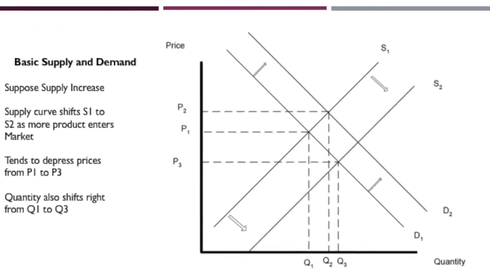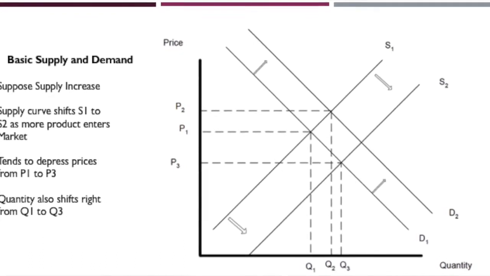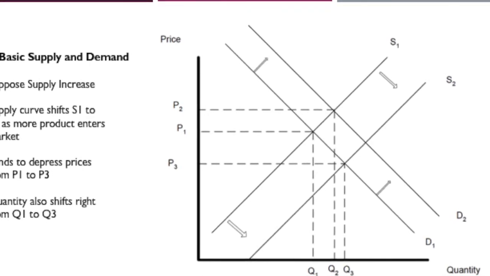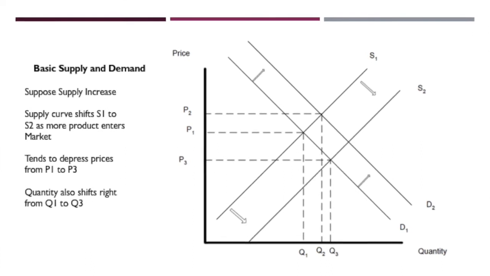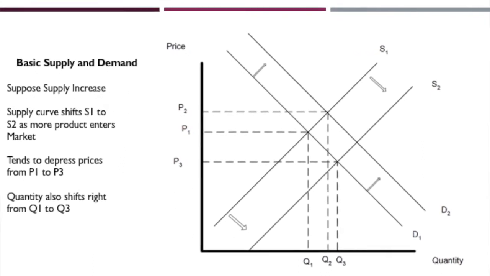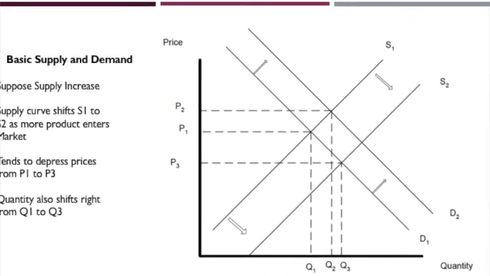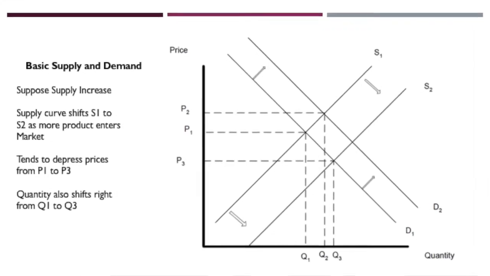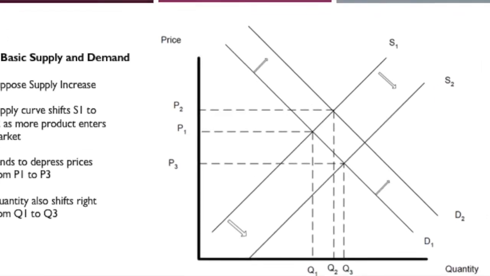So you have a price drop from originally P1 down to P3, but you also have this sudden increase of supply depicted in the expansion from the original quantity in this diagram, Q1, all the way out to Q3. And so you have a new equilibrium point along where the supply curve S2 meets the original demand curve D1, and at price level P3 and quantity level Q3.